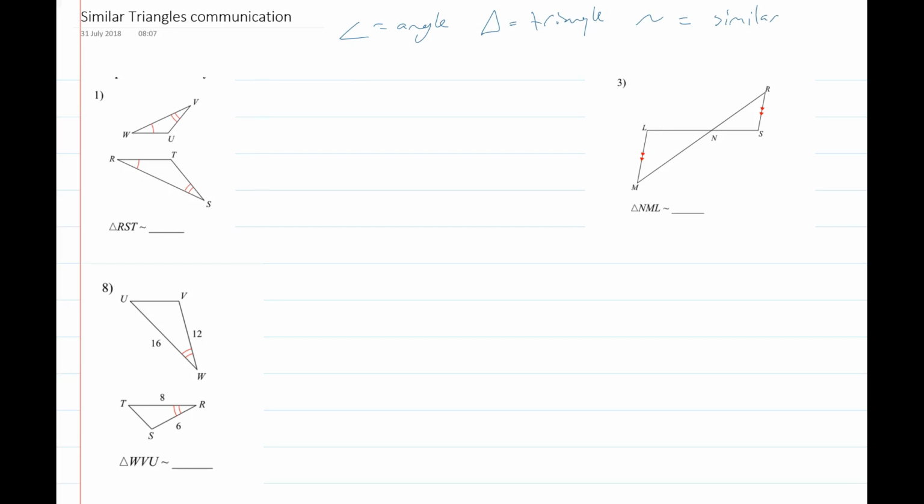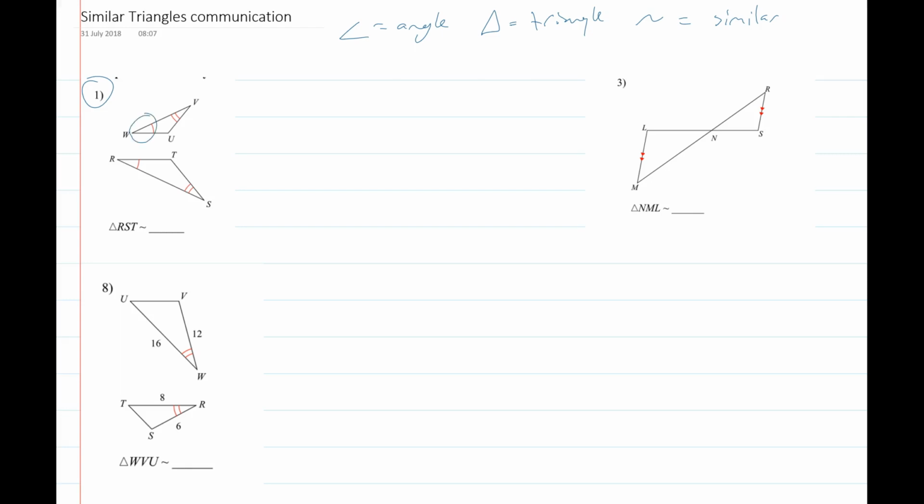So here we go. Let's look at number 1. Number 1, which is over here, has no sides given to us, but it does give us some angles inside. And we can see that this angle is the same as that angle there, and this angle is the same as this angle. But how do we communicate that in writing? Well, we use this notation.